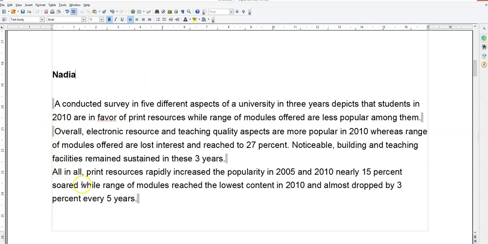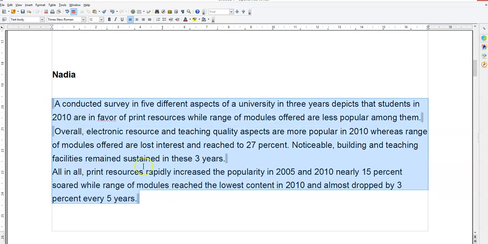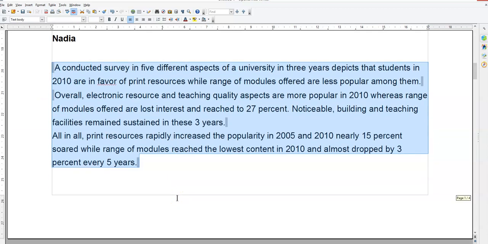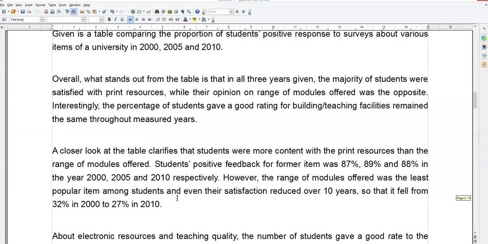And I think we only have 3 paragraphs here, 1, 2, and 3. Overall, more popular, but it's not about lost interest. Well, it's not a lost interest, is it? It's just its ratings remained sustained in these 3 years. What do you mean unchanged? Print resources rapidly increased the popularity. You mean they doubled? 15%? Oh dear. Well, right, so there's quite a lot of things here. Way too short, only 3 paragraphs. The English is not so good. I'm not going to say anything further about that one.